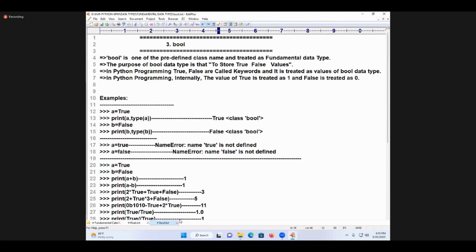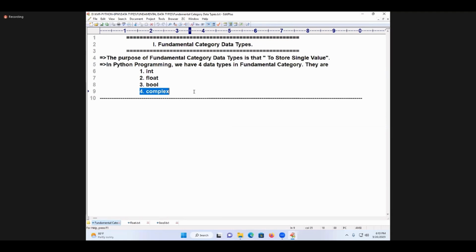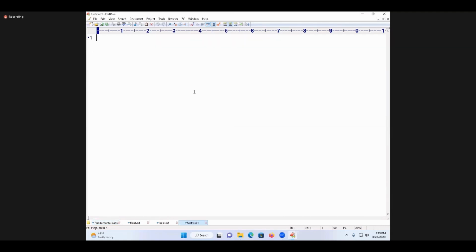And today's concept, we are entering into the most important concept: complex. We'll enter into complex here. So let's start, students. Complex data type now.